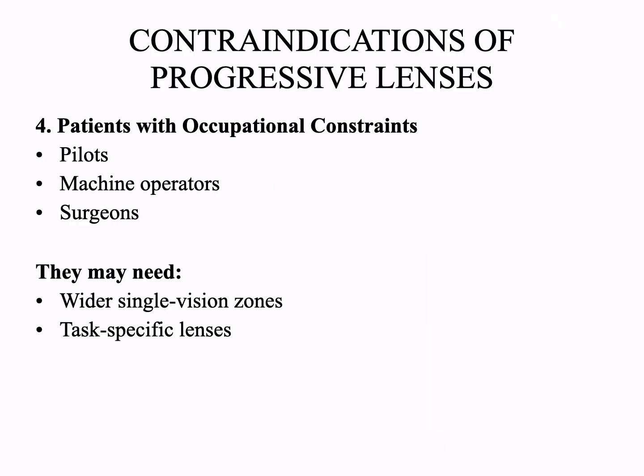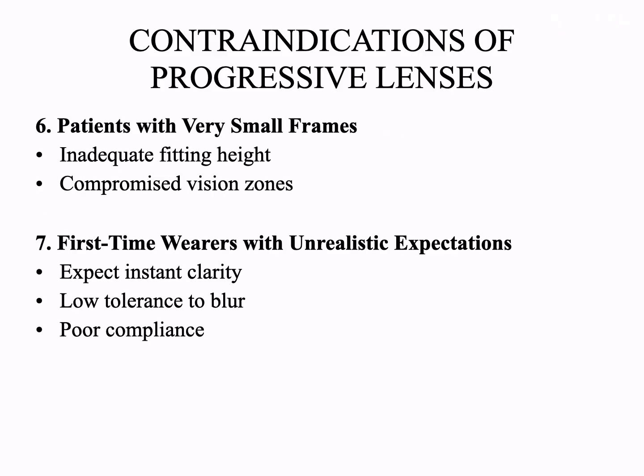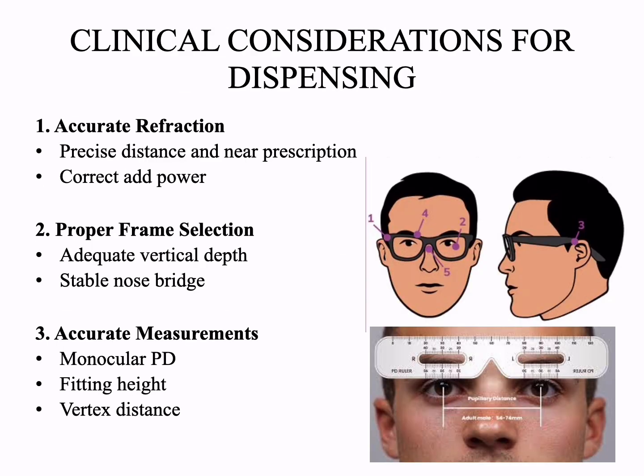Patients with occupational constraints like pilots, machine operators, and surgeons may need a wider single vision zone or task-specific lenses. Patients with neurological conditions such as Parkinson's disease, balance disorders, and vestibular issues may find that progressive distortion worsens the symptoms. Also consider patients with very small frames, inadequate fitting height, compromised vision zones, and first-time wearers with unrealistic expectations, who expect instant clarity, have low tolerance to blur, and show poor compliance.